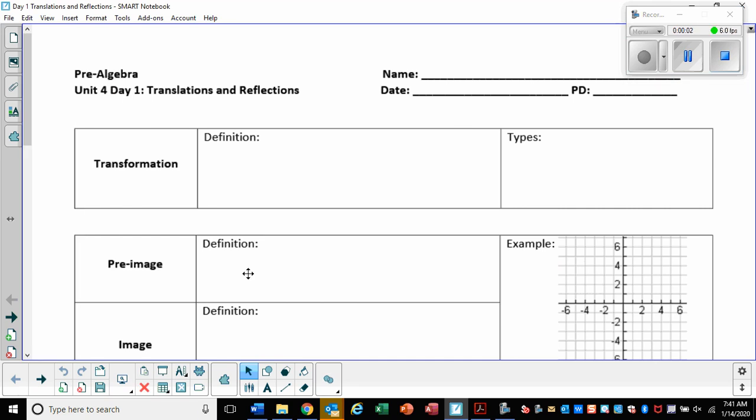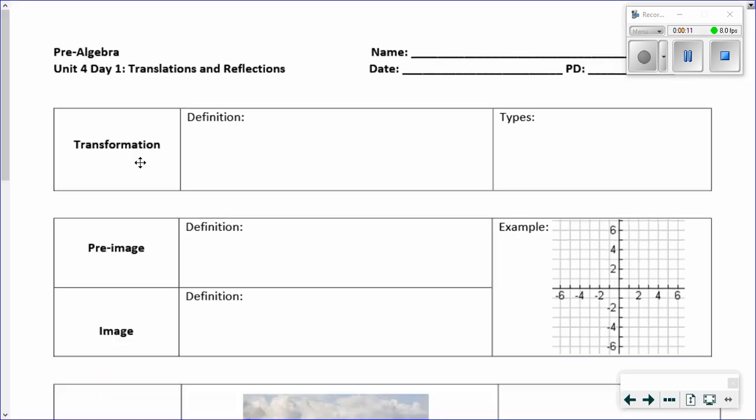Hello everyone, today we're going to start Unit 4, which is transformations. A lot of this is probably going to be a review from last year, but today we're going to start with translations and reflections. So let's start with definitions and vocab.